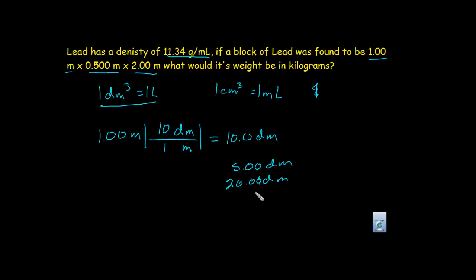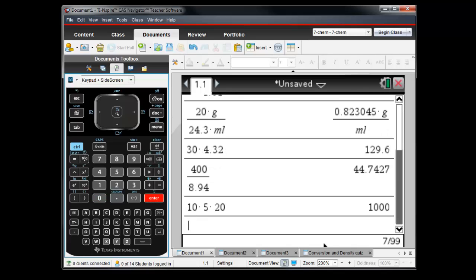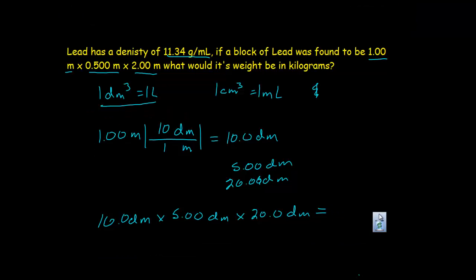So now I need to get the total volume of this thing. So I'm going to take 10 decimeters times 5 decimeters times 20 decimeters. And I'm going to multiply those together to get me a total volume. 10 times 5 times 20. So we get 1,000 decimeters cubed. Okay, so this is 1,000. Now that's a significant decimeters cubed.